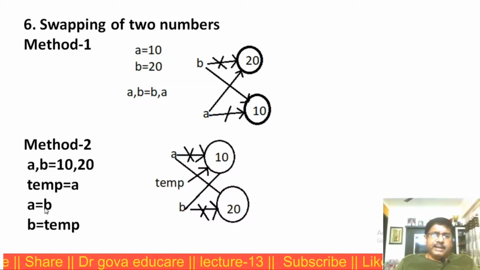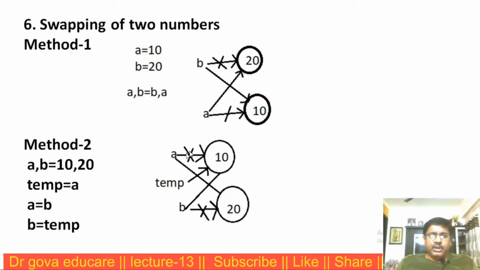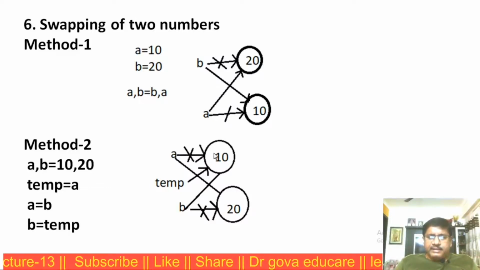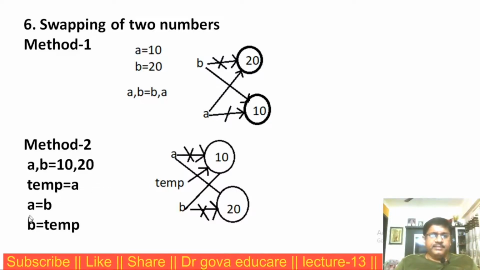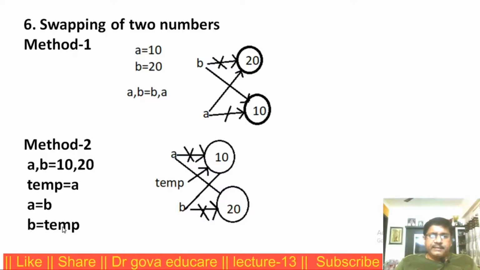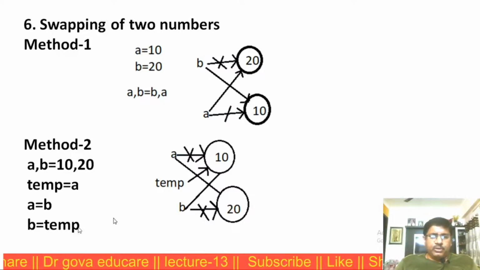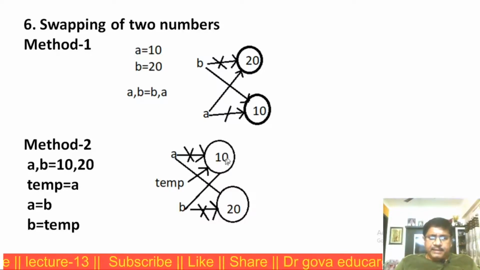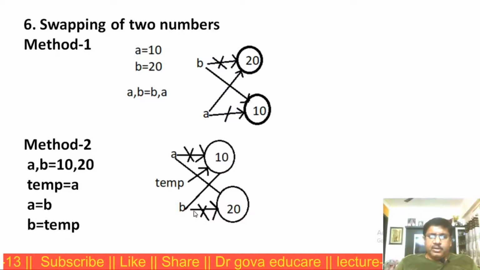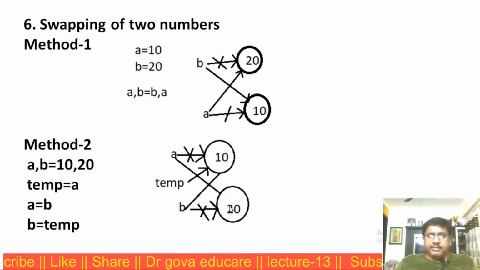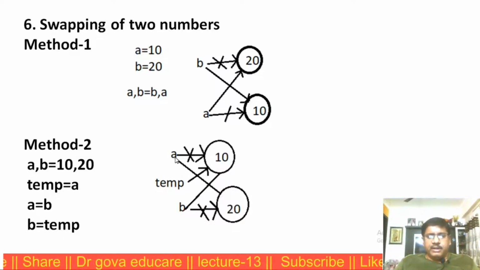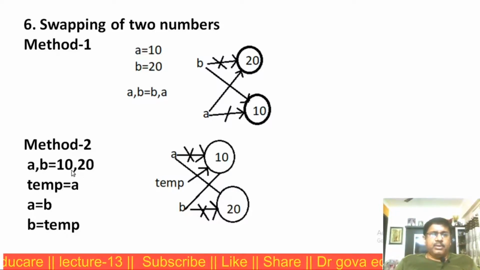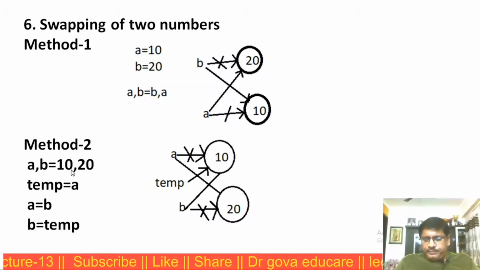Next, A is a reference to B. Now A is de-linked from this object. Now B is a reference to temp. Now temp is this object, B is a reference to this 10. Now B is de-linked from this object. Now what is the value of A? A is equal to 20, B is equal to 10. Now it will be swapped.